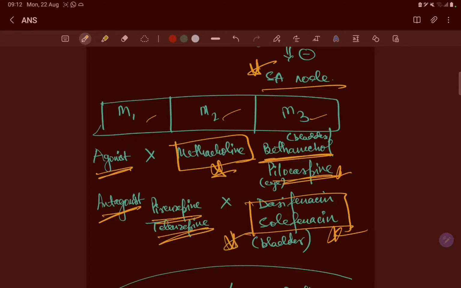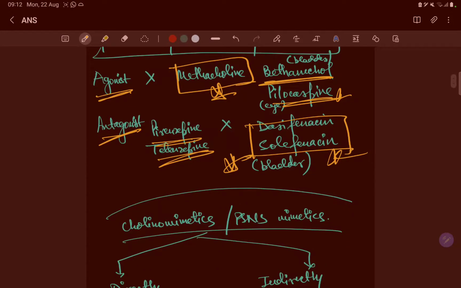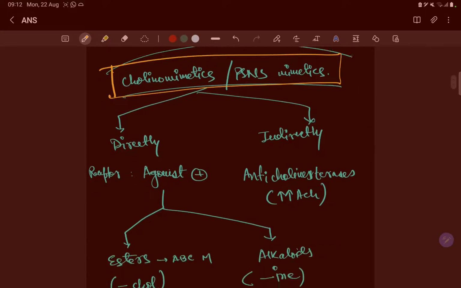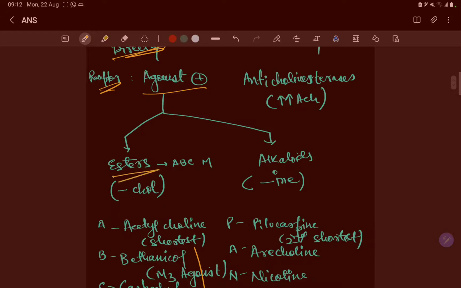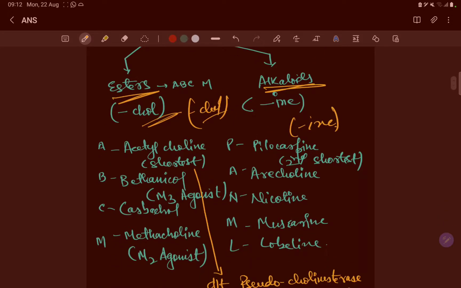It is a very important urology question that darifenacin and solifenacin are M3 antagonists present in the bladder. Now, cholinomimetics, or PSNS mimetics, act directly at the receptor as agonists. These are esters and alkaloids. The esters will have "choline" in the name, and the alkaloids will have "ine" at the end, right? Now, what will be the examples?